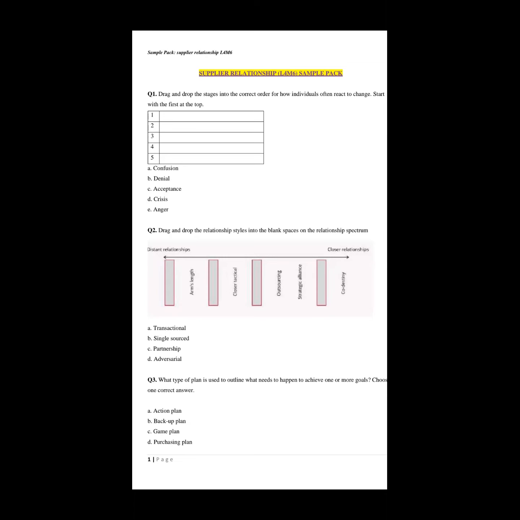Okay. So question 3. What type of plan is used to outline what needs to happen to achieve one or more goals? Choose one correct answer. A, action plan. B, backup plan. C, game plan. D, purchasing plan. Okay, so choose one. Action plan. Yes, action plan.